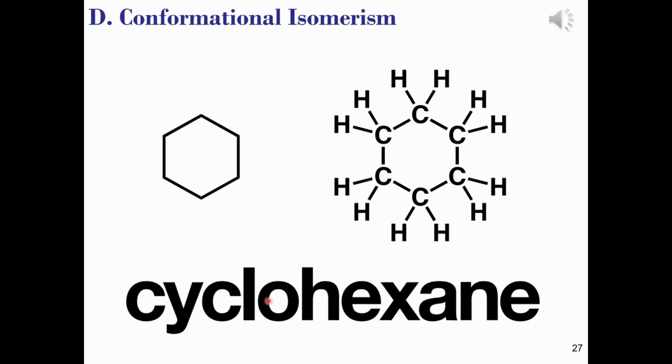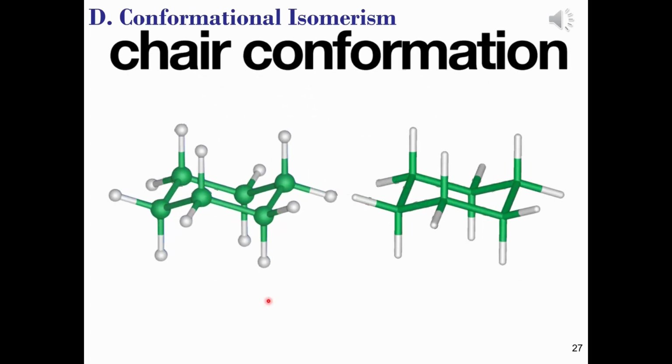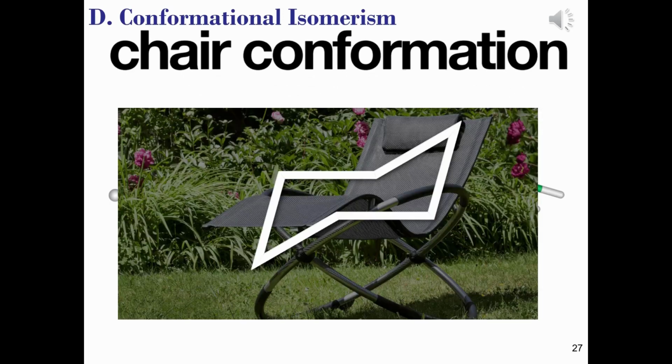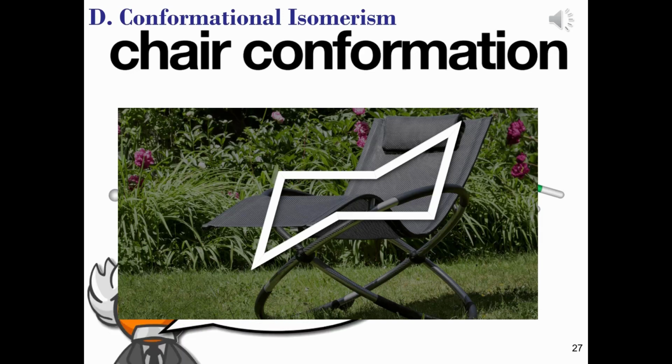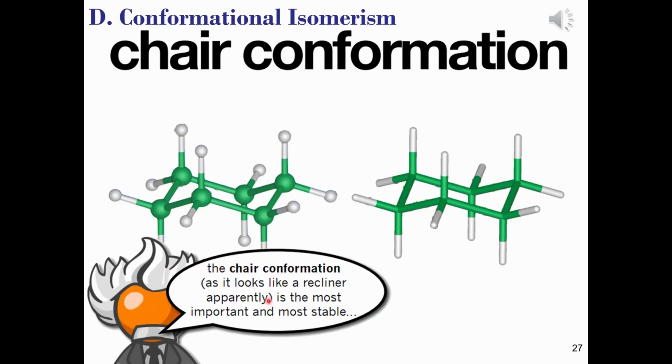Cyclohexane, when drawn as a 2-dimensional representation, can appear a little misleading. You might be tempted to think that this is flat. It really isn't. The conformation of a cyclohexane ring actually looks like a recliner, and this is the chair conformation. It's the most important of the cyclohexane conformers as it's the most stable.